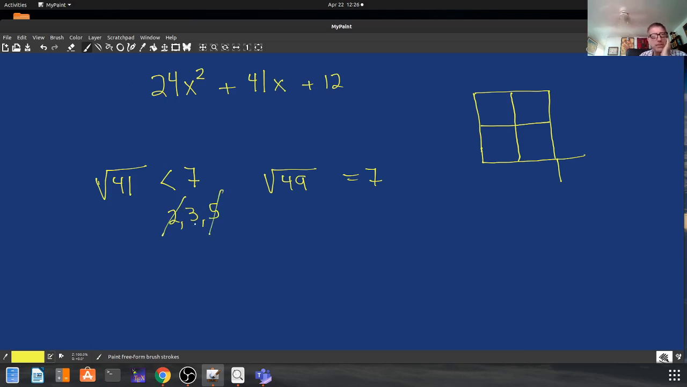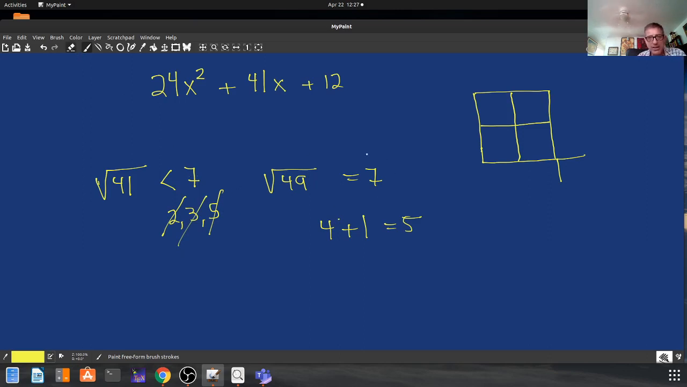Is it divisible by 3? Well, we do the divisibility by 3 check, and we add the digits. We get 5, and 5 is not divisible by 3, so 41 has to be prime. That's how I did that. It's those divisibility checks or tests.